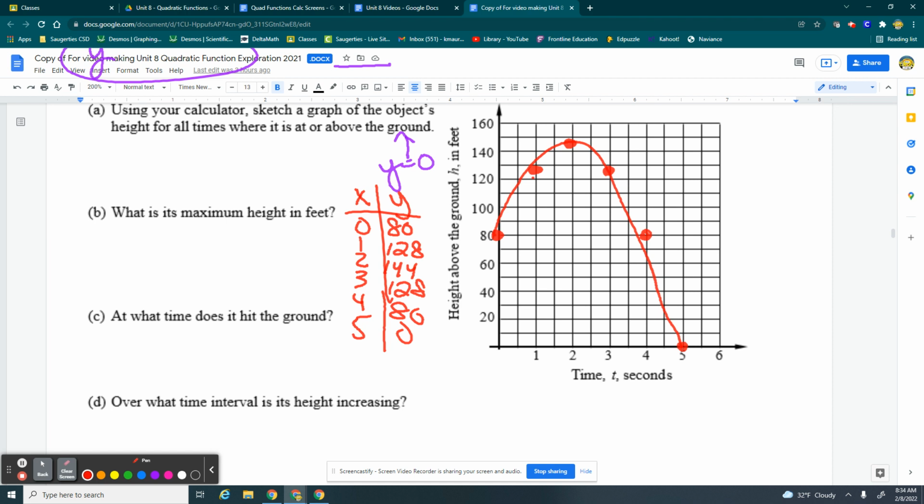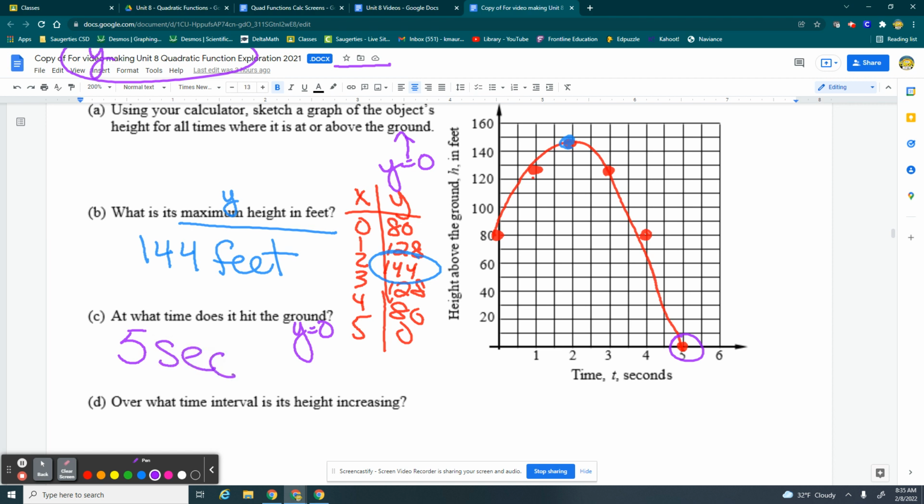Now it wants to know for part B, what is the maximum height? That's not time. That's asking what the y value is. You can look on your table at 144, or you can look on your graph right here. So I'm going to say 144 feet. And part C, at what time does this thing hit the ground? That's where the y is 0. Right there. 5 seconds.